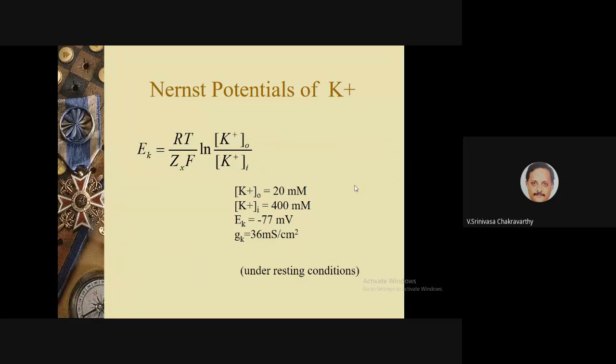So let us consider the typical Nernst potentials that are associated with potassium and sodium. Now the thing is, when the neuron is in resting condition, so let's say this is a neuron. Under resting condition, sodium outside is high and sodium inside is low. And in resting condition, potassium outside is low and potassium inside is high. So there is an opposite relationship between sodium and potassium.